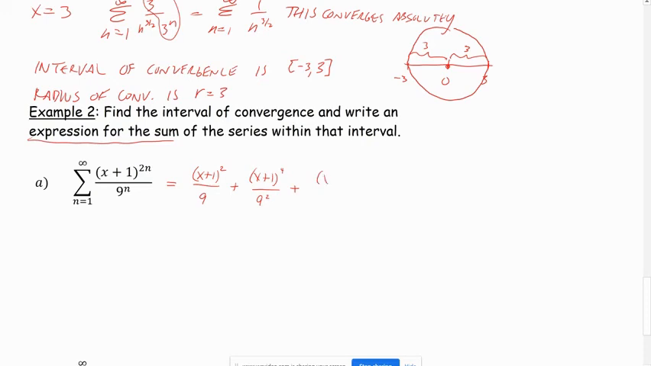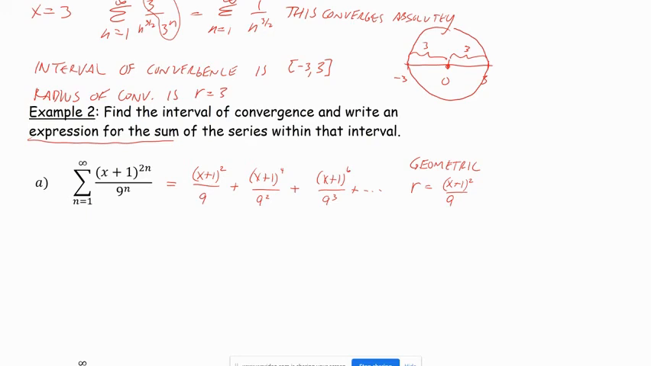And then you get (x+1) to the 6th power over 9 cubed when n is 3, and so on and so on. So we can see this is geometric with a common ratio of (x+1)² over 9. To get from one term to the next, we're multiplying by (x+1)² over 9.